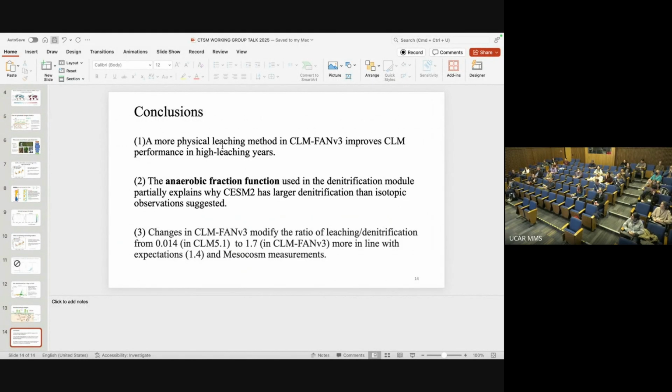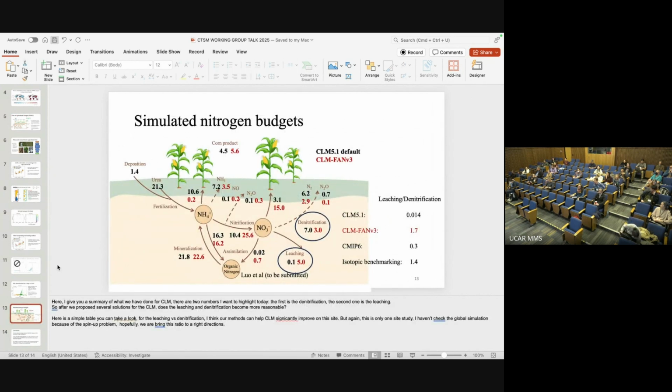Did you have to change anything with the nitrification? At least my sense is that CLM5 also has really low nitrification rates, and it looks like you're somehow getting much higher nitrification rates, and I'm wondering if you had to do something.